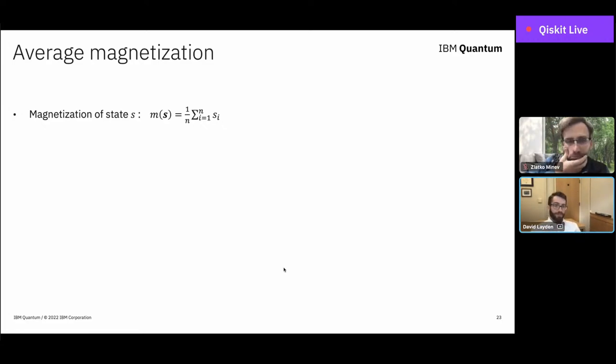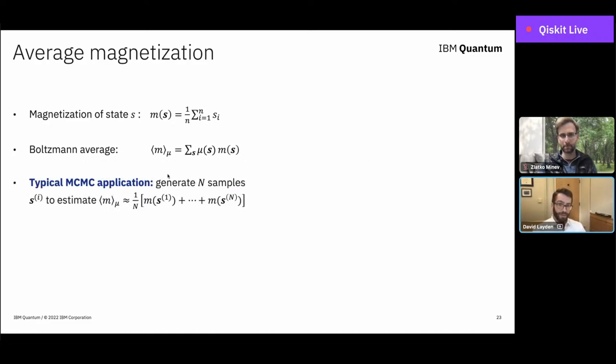What we did is we used our algorithm for a classic application of MCMC in this setting, which is to look at the magnetization. The magnetization, this is a physics concept for some n-bit string, is just the fraction of spins equal to one minus the fraction of spins equal to minus one for any bit string s. What we're looking at is the Boltzmann average of this magnetization with respect to the classical Ising model that we're looking at. Now, instead of evaluating this explicitly, which involves exponentially many terms, a typical application of MCMC is to generate these samples, to run this random walk, and to compute the running average value when you plug in this expression, which should eventually converge to the true Boltzmann average magnetization.